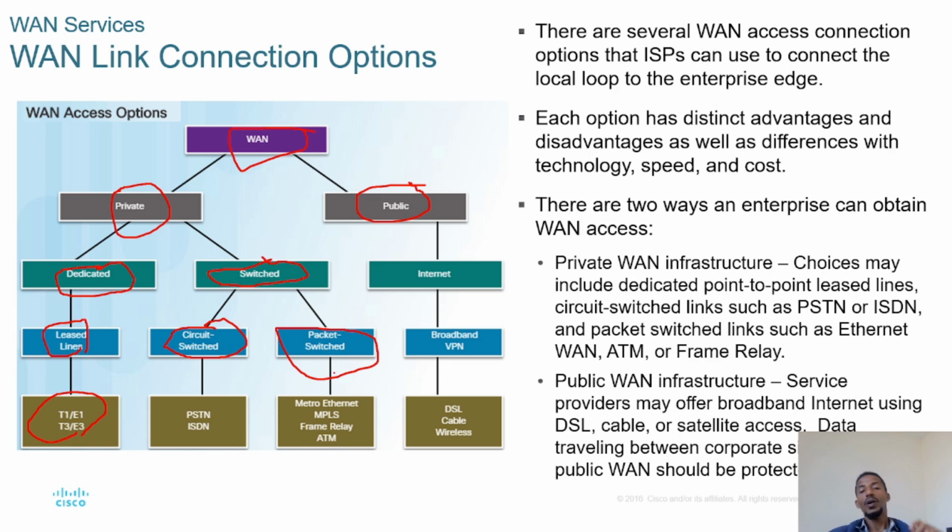And then another one is the packet switched network. In this case, you have different types of arrangements, but in the case of packet switching, you have multiple options: Metro Ethernet, MPLS, frame relay, and ATM. All of these work based on the packet.